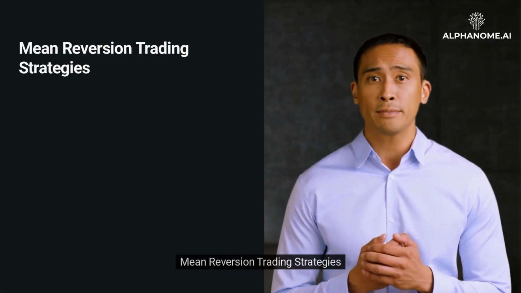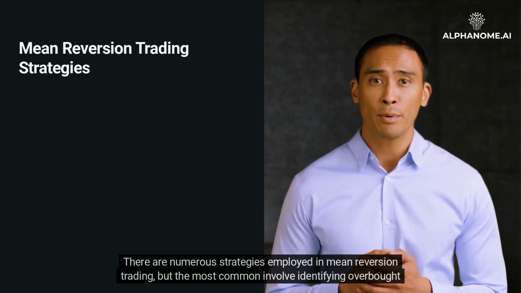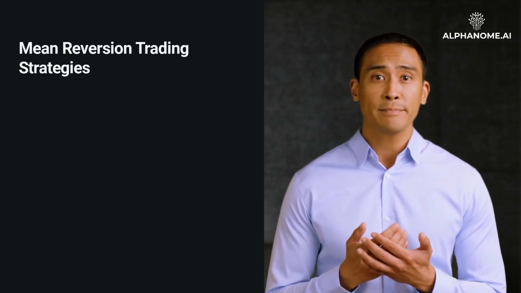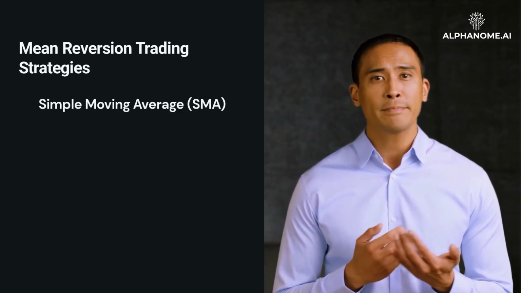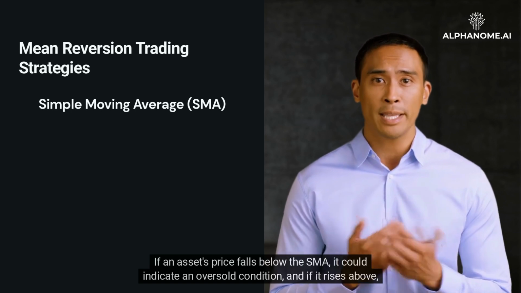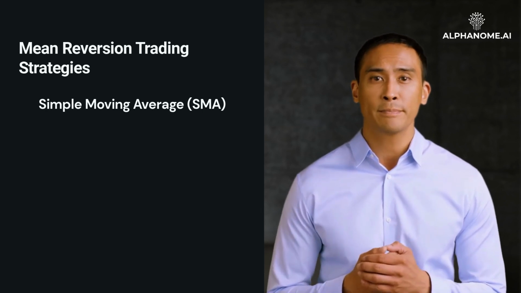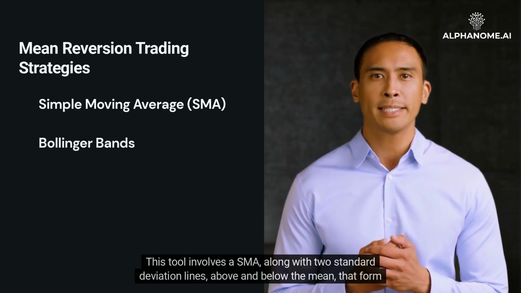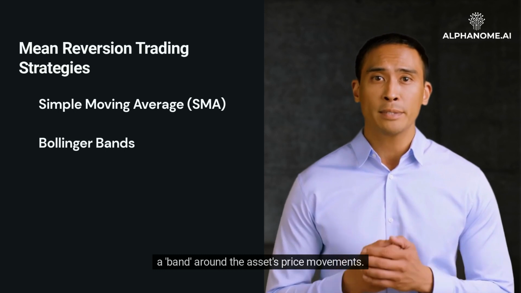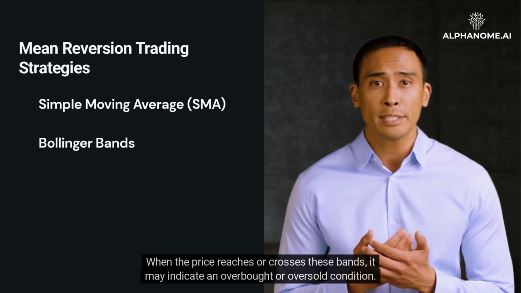Mean reversion trading strategies. There are numerous strategies employed in mean reversion trading, but the most common involve identifying overbought or oversold conditions. These are situations where an asset's price has moved significantly from its mean. Simple moving average, SMA. Traders often use the SMA to identify the mean. If an asset's price falls below the SMA, it could indicate an oversold condition, and if it rises above, an overbought condition. Bollinger Bands. This tool involves a SMA, along with two standard deviation lines, above and below the mean, that form a band around the asset's price movements. When the price reaches or crosses these bands, it may indicate an overbought or oversold condition.